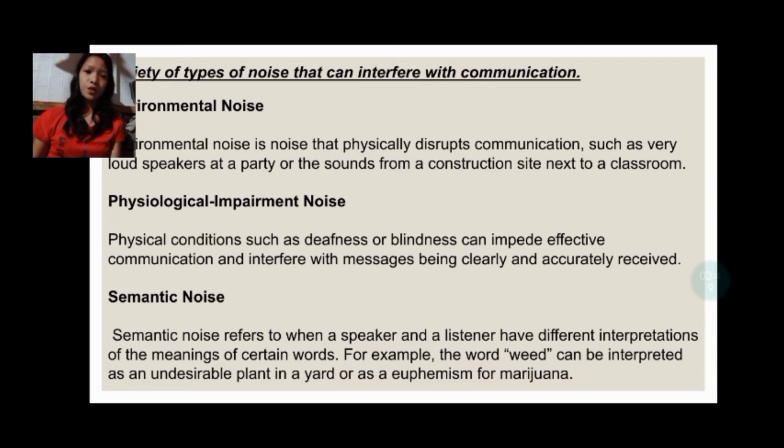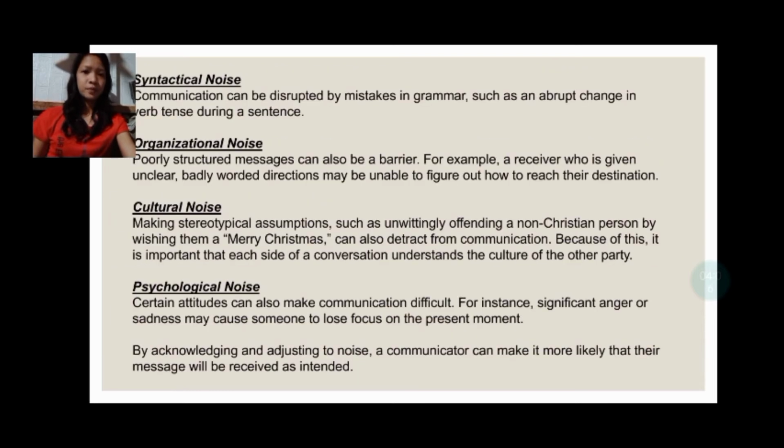Semantic noise. Semantic noise refers to when a speaker and a listener have different interpretations of the meanings of certain words. For example, the word weed can be interpreted as an undesirable plant in a yard or as a euphemism for marijuana. Syntactical noise. Communication can be disrupted by mistakes in grammar such as an abrupt change in verb tense during a sentence.